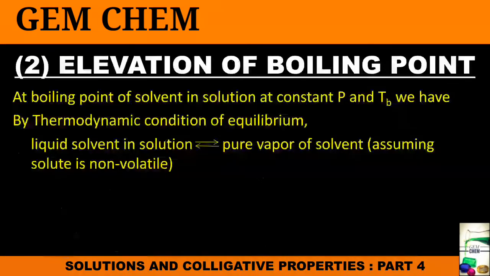Now we will see the derivation of elevation of boiling point. At the boiling point of the solvent in solution, at a constant temperature Tb, because here elevation will occur in the boiling point, and the boiling temperature is Tb, we have, by thermodynamic conditions of equilibrium, liquid solvent in solution in equilibrium with pure vapor of solvent. We assume that the solute is non-volatile, and we have already seen what happens when this equilibrium is established.